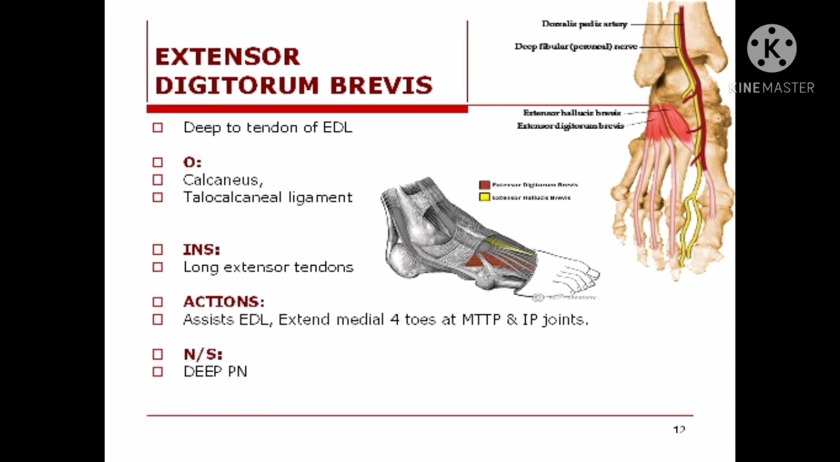Its insertion is in the long extensor tendons or the dorsal digital expansion at the base of the middle phalanges, and its action is to assist the extensor digitorum longus and extend the medial four toes at the metatarsophalangeal joint and the interphalangeal joints. Its nerve supply is from the deep peroneal nerve, and its blood supply is from the dorsalis pedis artery, as is shown in the diagram on the right side.